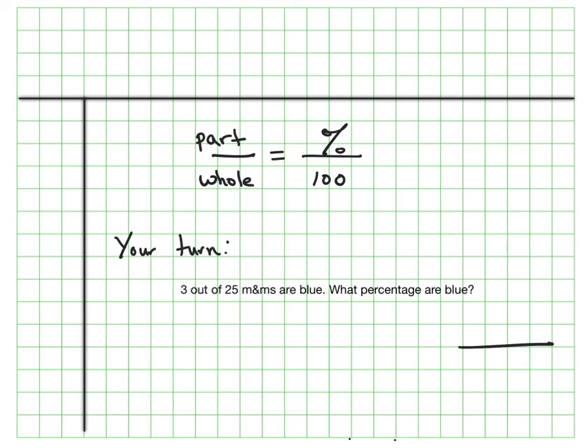And I'll leave you with one to just do either way for yourself, and make sure you have this visible for me when I'm checking your assignment. But if 3 out of 25 M&Ms are blue, what percentage of the M&Ms are blue, right? Do it either way that works for you. And remember, the essential question of this video was, how is a percentage like a ratio? And hopefully you have seen that a percent is really just a ratio out of 100.